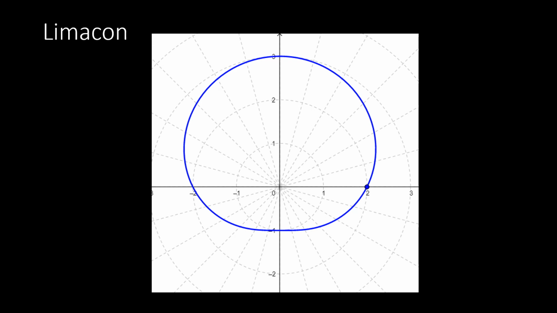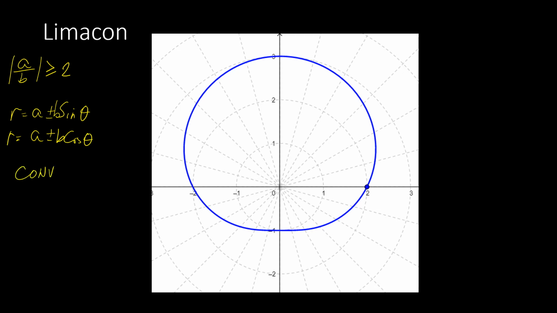Next is a convex limaçon. You have a convex limaçon if the ratio A over B, or the absolute value, is greater than or equal to 2. So the equation is still r equal to A plus or minus B sine theta, or r equal to A plus or minus B cosine of theta. This is a convex limaçon.